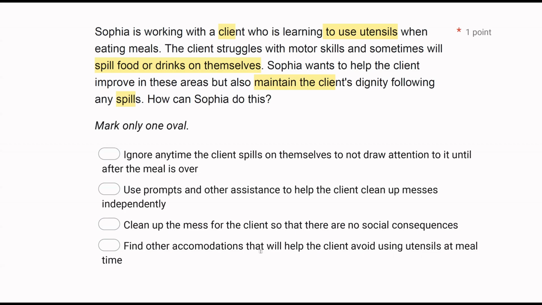D, find other accommodations that will help the client avoid using utensils at mealtime. Again, that's just a temporary solution to a problem that's still going to exist. Eventually, hopefully, the client will have to use utensils at some point. And so if Sophia wants to teach the skill and promote dignity, she can help the client learn to clean up these messes independently and use this as a teaching opportunity. Ignoring the problem isn't going to make it go away.